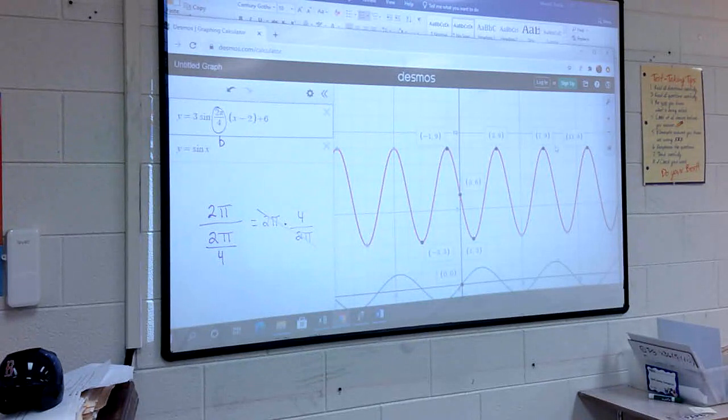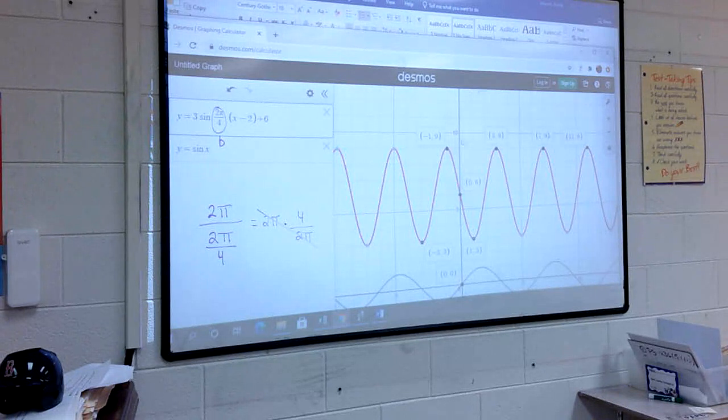So again, there's a lot of things to know about a graph right there that we have. We have the 3 showing us the amplitude, that it goes up and down by 3. We have the period being 4 that we can see from there. We have that it's moved to the right by 2. We have that it's moved up 6. We've got all kinds of things going on with that graph that you can see.